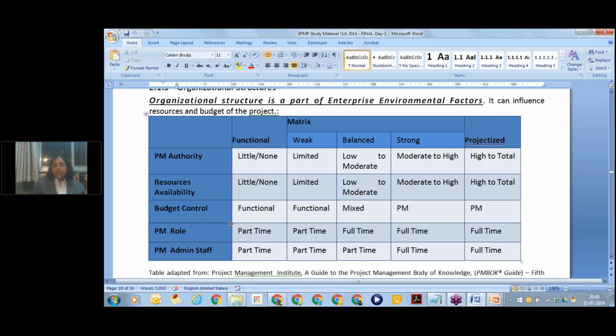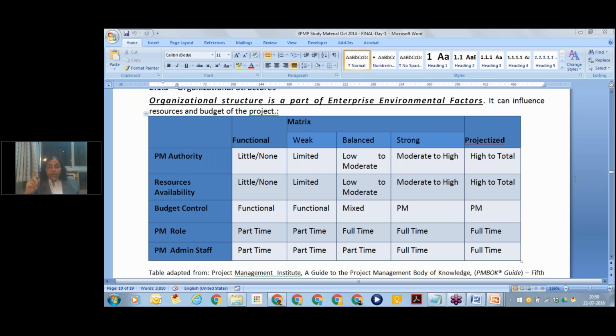To tell you in other words, if you are working in a functional organization, your power is least, smallest. Weak matrix, almost the same. Balanced matrix, a little more. Strong matrix, furthermore. Projectized, the best power you have. So if you look at this table and go from left to right: functional, little power. Weak, limited. Balanced, better than this. Strong, better than balanced. Projectized, the highest. So everything goes on increasing from left to right.